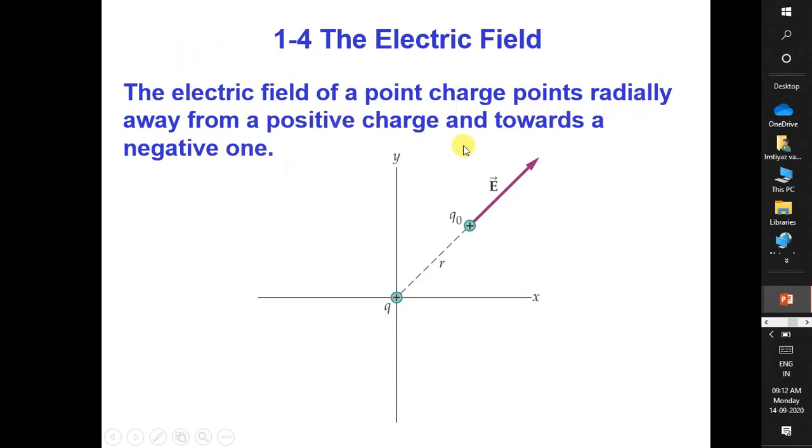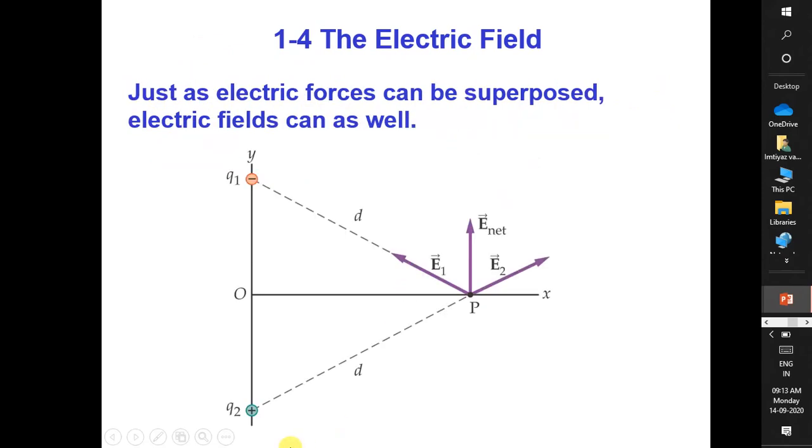So it will be out towards the negative direction. Now see here, just as an electric portion, a superposed electric field. See what will happen if we have our charges, the two charges Q1 and Q2.